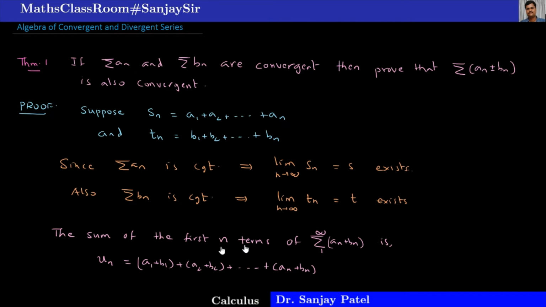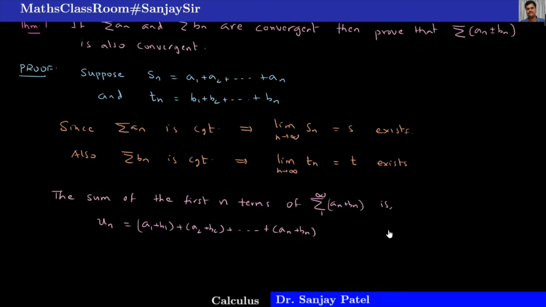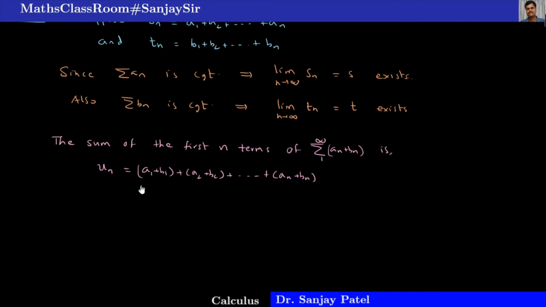And this we can rewrite, by simplifying, as a1 plus a2 plus a3 up to an, and b1 plus b2 up to bn. In this case, the first bracket is nothing but Sn, and the second bracket is Tn. So I can write this as Sn plus Tn. So what we have proved is un is equal to Sn plus Tn, where un is the sum of the first n terms of the series sigma an plus bn.